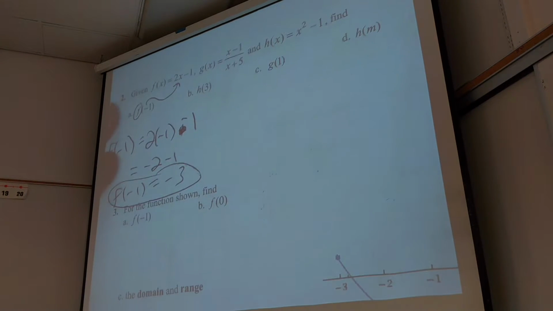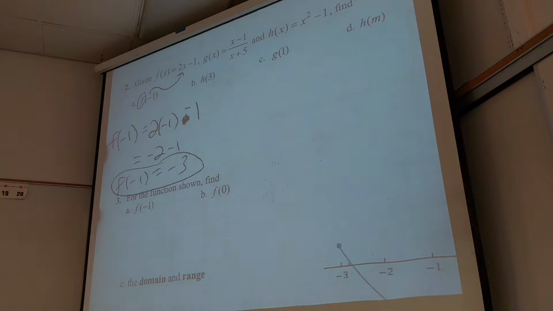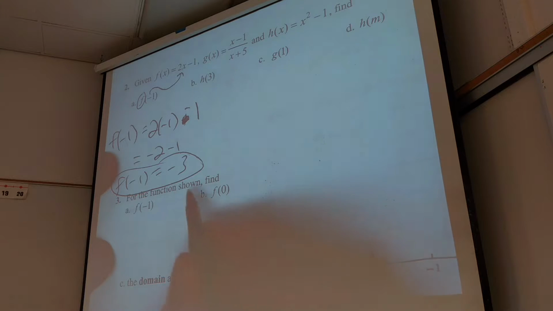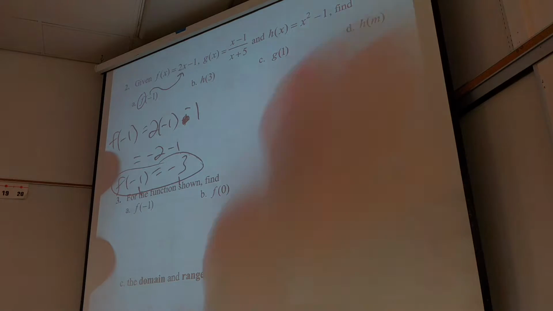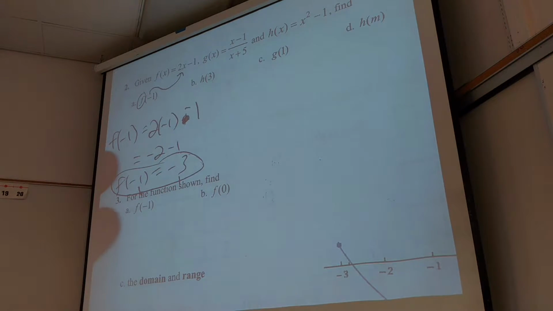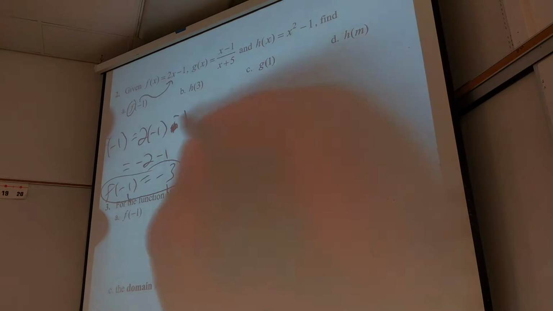Bam. Can somebody tell me one point that the function f goes through? -1, comma, -3. See, that's another thing about function notation. You can actually see the whole point that it goes through. For an input of -1, the output is -3. I like it. I like it a lot.